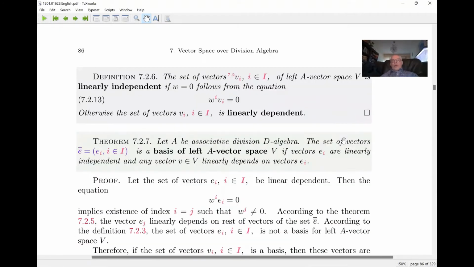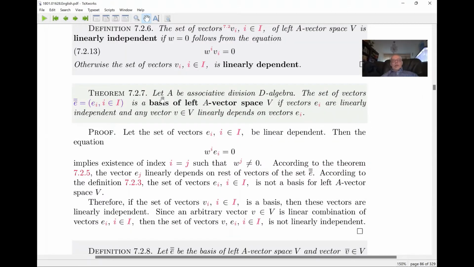The set of vectors vi of left vector space V is linearly independent if w equals 0 follows from the equation 213. Otherwise, the set of vectors vi is linearly dependent. The set of vectors E is a basis of left vector space V if vectors ei are linearly independent and any vector v in vector space V linearly depends on vectors ei.